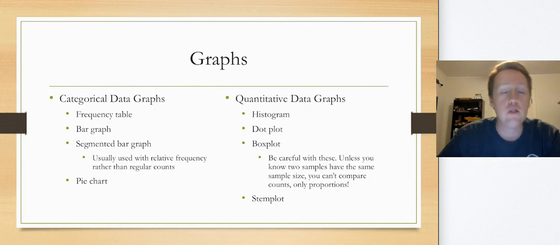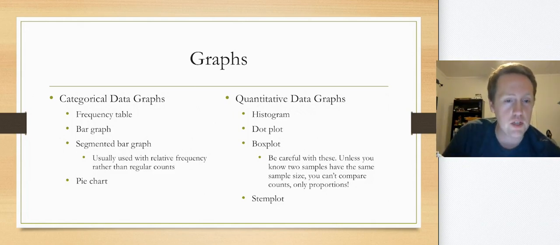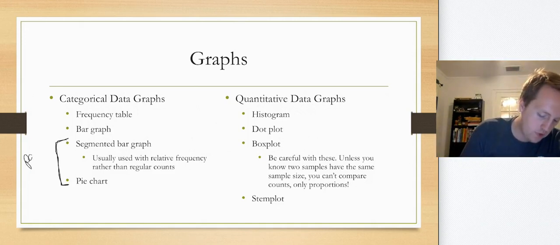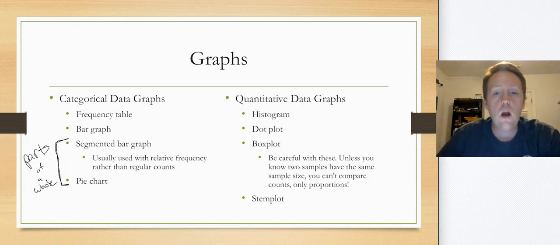Great. Graphs. So these are the major types of graphs that we're going to deal with. With categorical data, it's just going to be a frequency table, which you've seen frequency tables forever. A bar graph, a segmented bar graph, which is usually used with relative frequencies, or a pie chart. I want to point out these two right here. These are often used for parts of a whole.